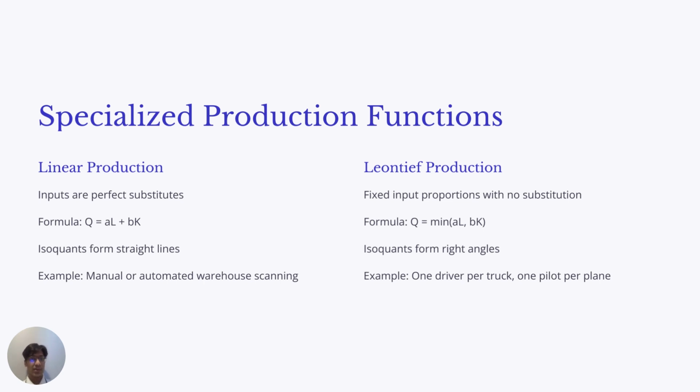Moving on, let's look at specialized types of production functions which help in modern real world scenarios. First is a linear production function where inputs are perfect substitutes. For example, a company might be able to use either manual labor or automated machines for packaging. Both achieve the same results, and you can substitute one for the other depending on the cost. Then we have the Leontief production function, where inputs must be used in fixed proportions. Imagine needing one pilot for every plane, or adding more planes without pilots doesn't increase output. Each function has strategic implications for input flexibility.